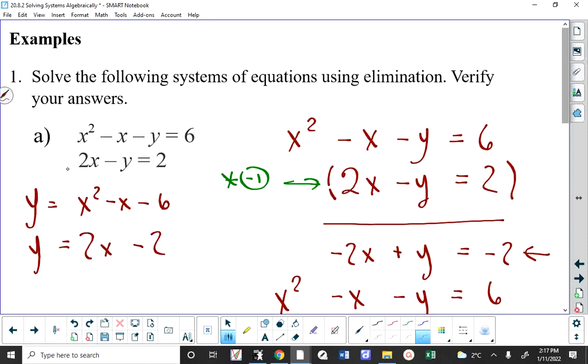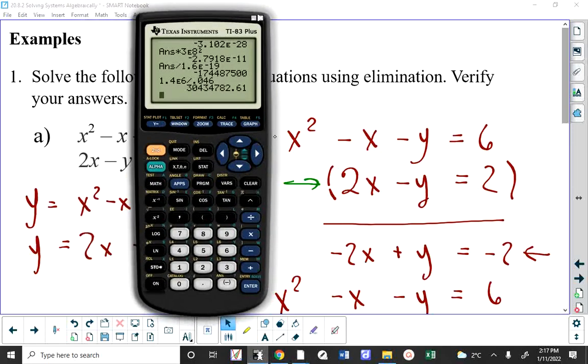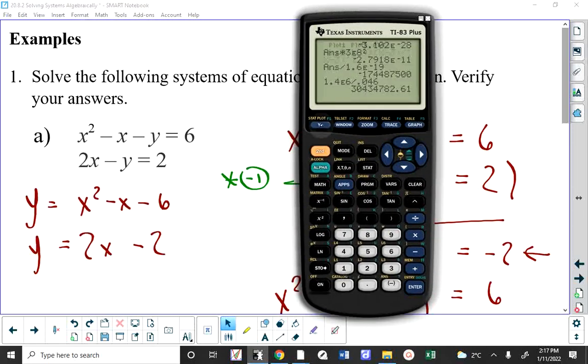But to rearrange each of those equations for y, we can move the y that's negative to the other side where it becomes positive, and then move everything else out of the way. So the first equation is y equals x squared minus x minus 6. The second equation is y equals 2x minus 2.